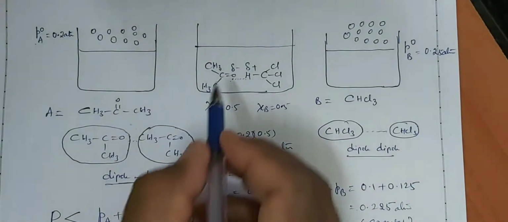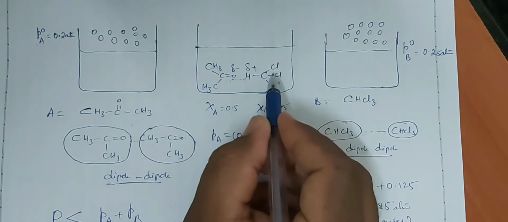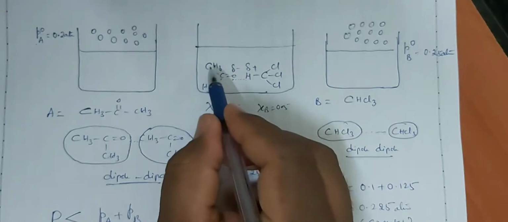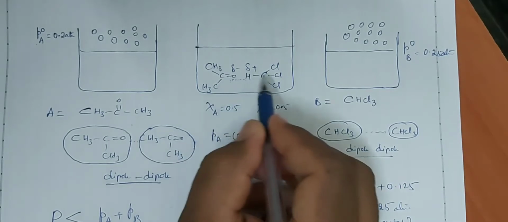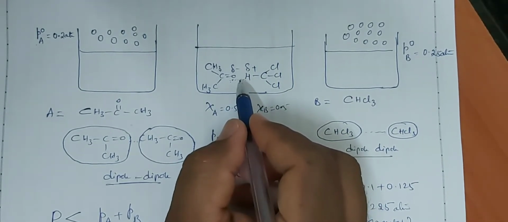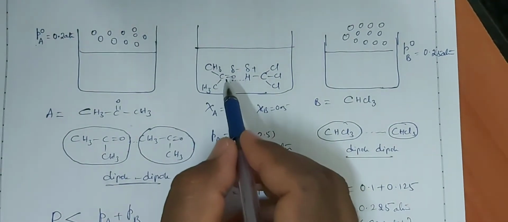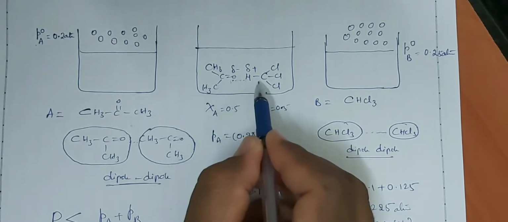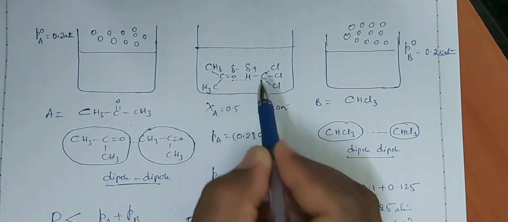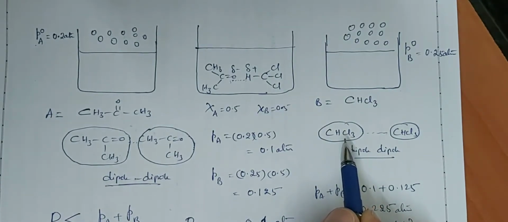Between chloroform, oxygen is there, okay, and hydrogen is present in chloroform. Sorry, this is acetone. In acetone with oxygen and in chloroform with hydrogen, a hydrogen bond is formed. That hydrogen bond is stronger than dipole forces. So solute-solvent attractions are stronger than solute-solute attractions or solvent-solvent attractions.